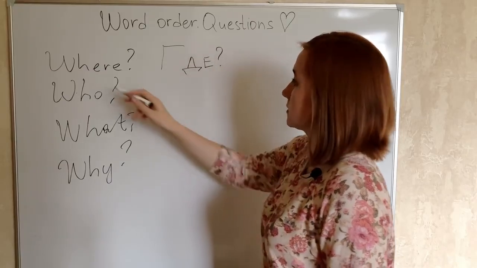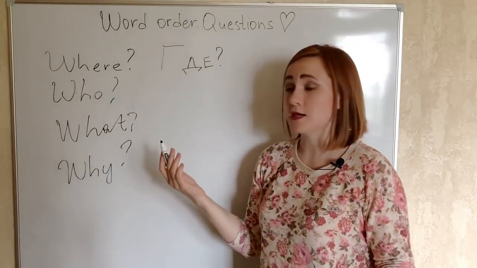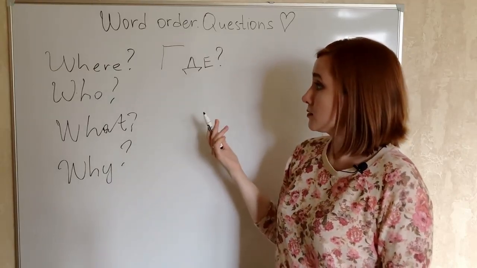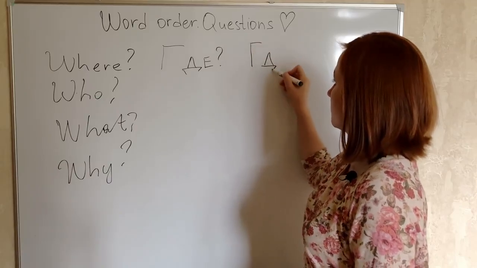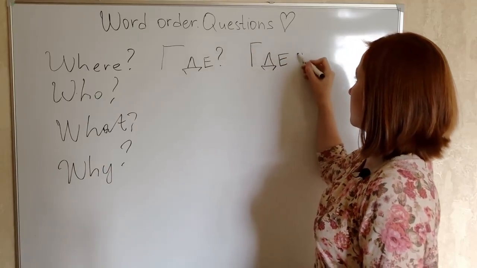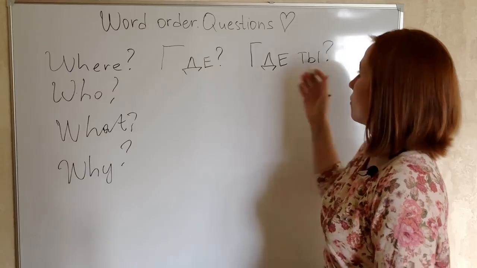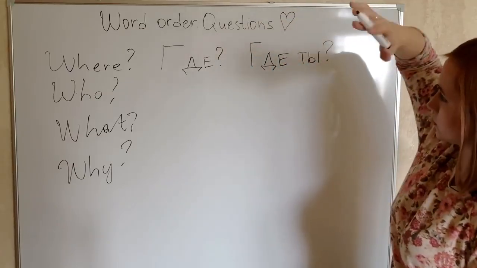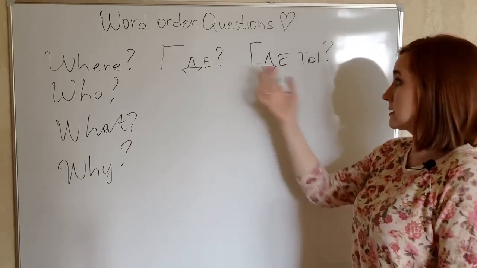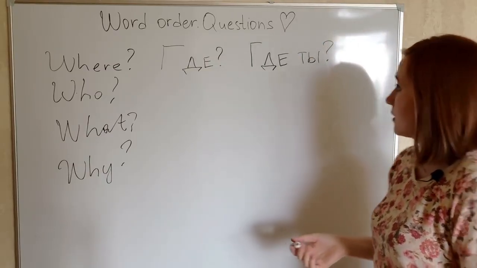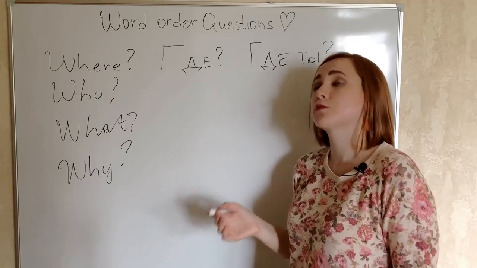The first one is где? Где? Где ты? For example, где ты? Where are you? I hope there is no that window here. But it's pretty simple. Where are you? Где ты? And we can answer here.